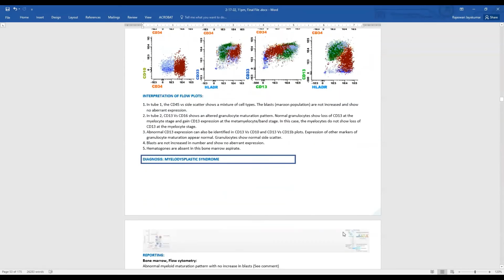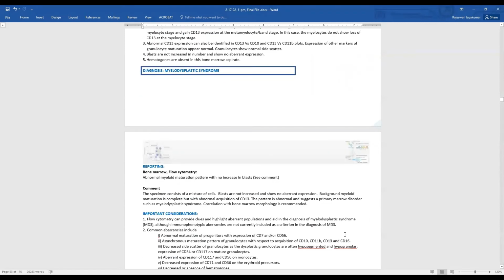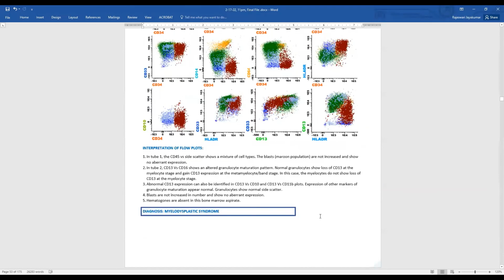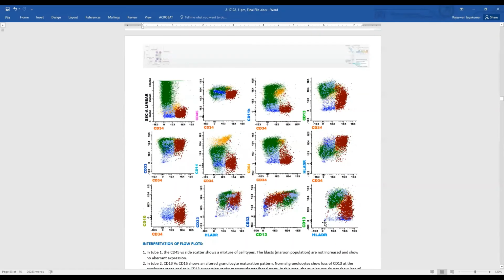So when we report flow on cases like this, we will just say abnormal myeloid maturation pattern with no increase in blasts, because the blasts were not increased and they do not show any clear, definite aberrant expression, but the myeloids show abnormal expression for CD13. That's all we are going to say. And we are going to say that this indicates that there could be a primary marrow disorder, such as myelodysplastic syndrome, correlated with morphology and other ancillary studies like cytogenetics, FISH, and molecular studies. So myelodysplastic syndrome can have various presentations in flow cytometry. So let's go over each cell and discuss what abnormalities can be seen.